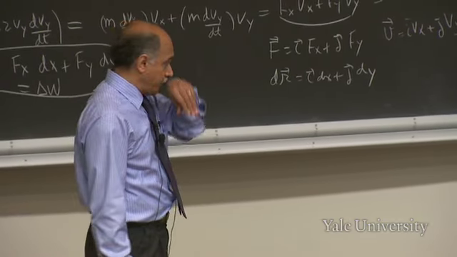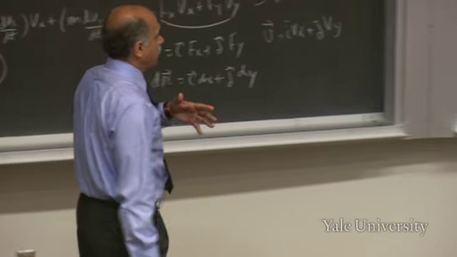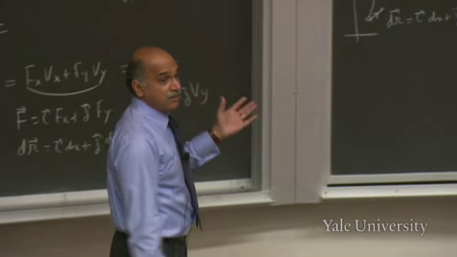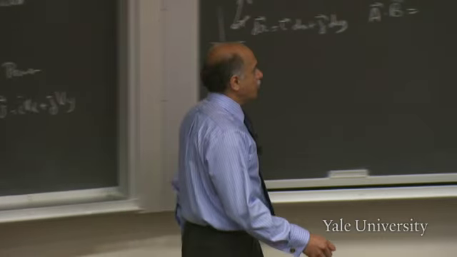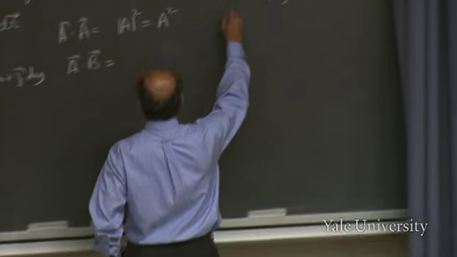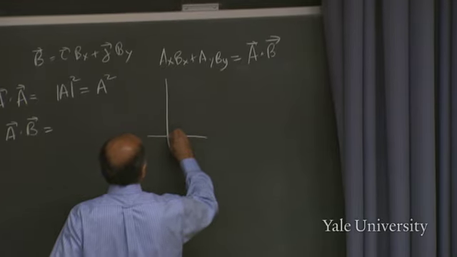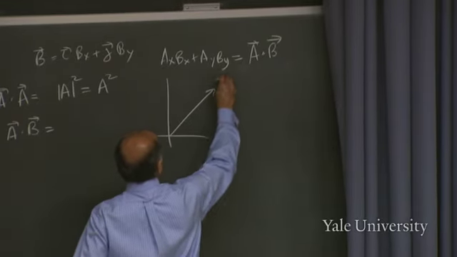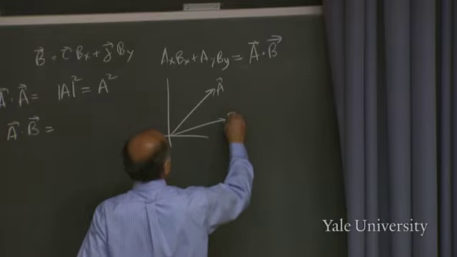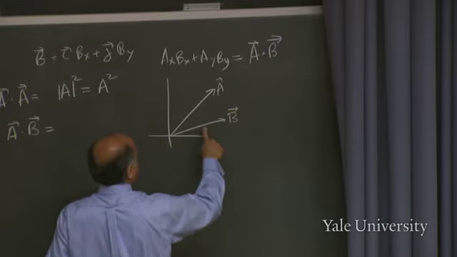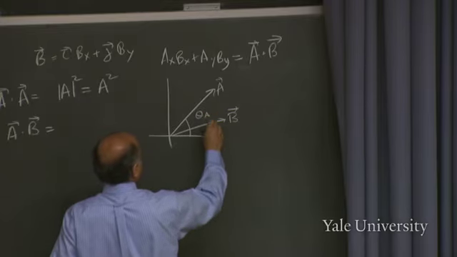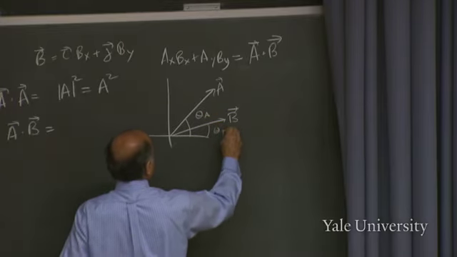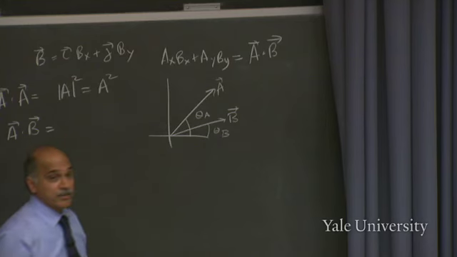In other words, that definition, which you may have learnt about first, is not independent of this definition. It's a consequence of this definition. So let's see why that's true. So let's draw two vectors here. Here is a, and here is b. It's got a length a, it's got a length b. This makes an angle theta sub a with the x-axis, and that makes an angle theta sub b with the x-axis.